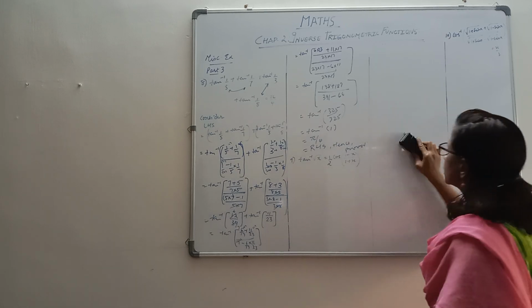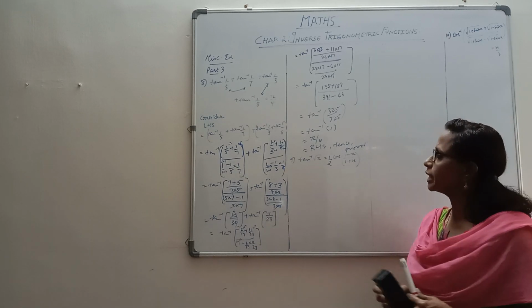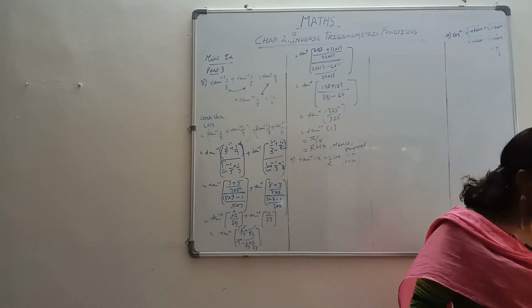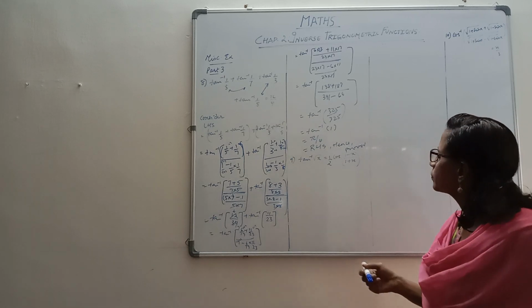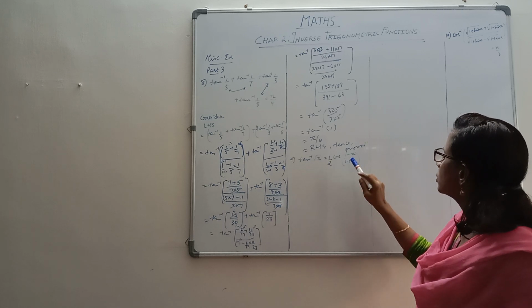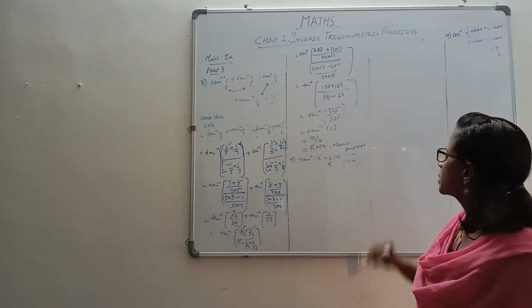So that's about it. Then we come to the next one. You have to prove that tan inverse of root x is half cos inverse of (1 minus x) by (1 plus x).